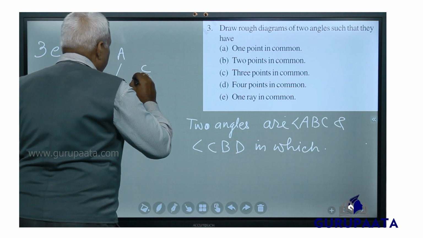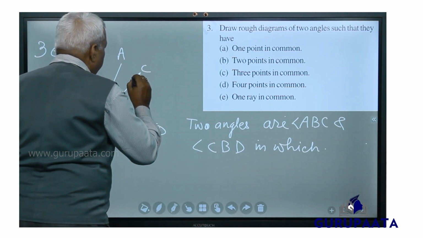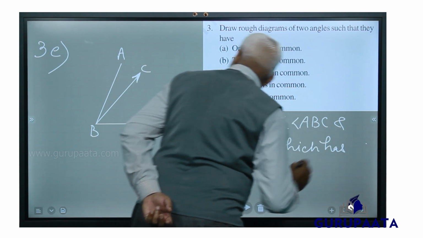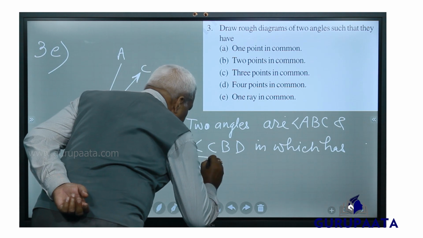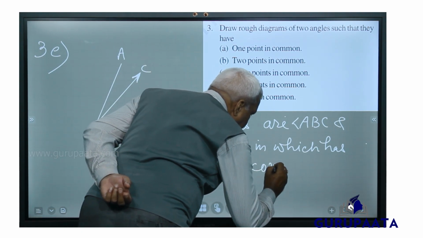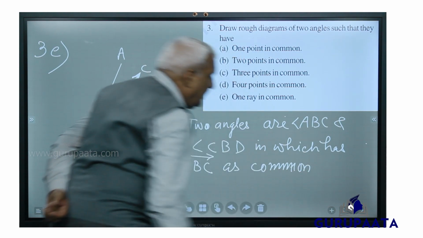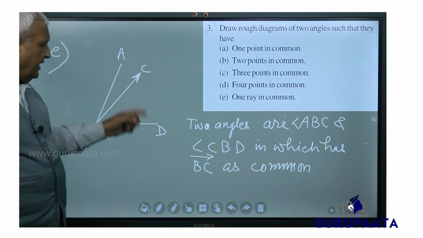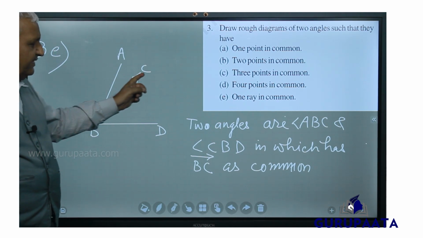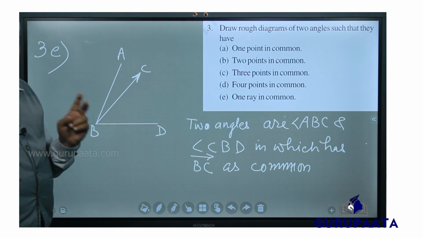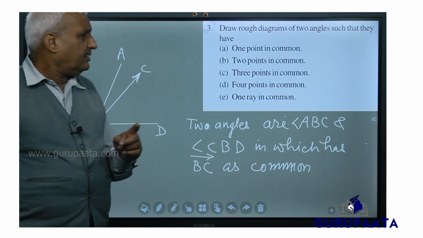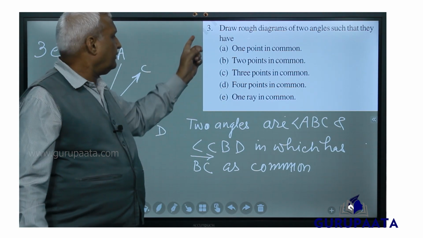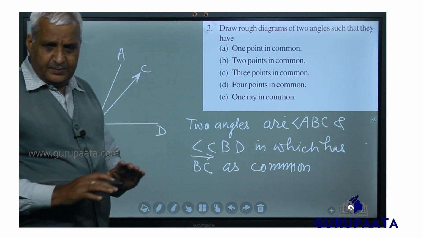In which, okay, we will put A, that is the mark for ray, which has BC ray as common. Okay. So, one ray we are having common, that is in two angles ABC and CBD, where BC is a ray which is common for both the angles. Like that, we have completed A, B, C, D and E questions of question number 3. And by this, we have completed the exercise.